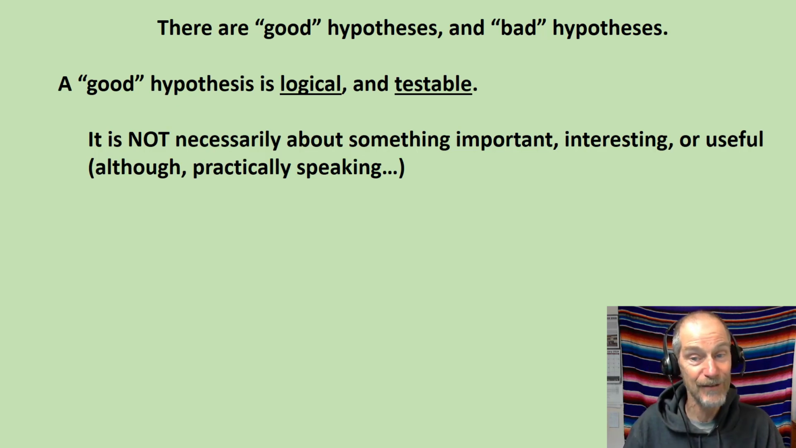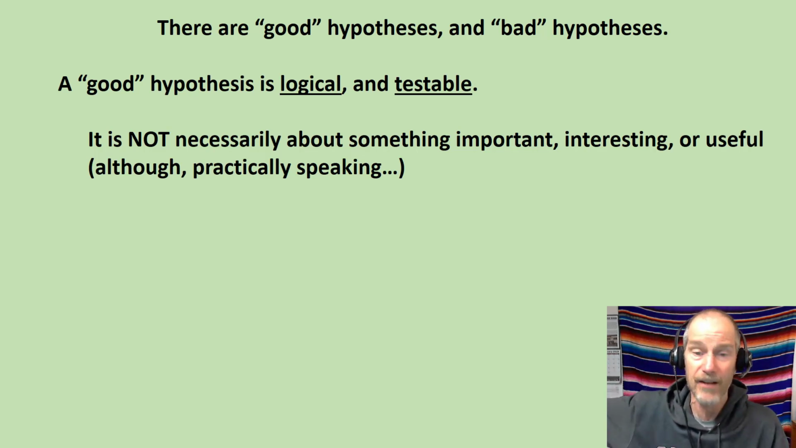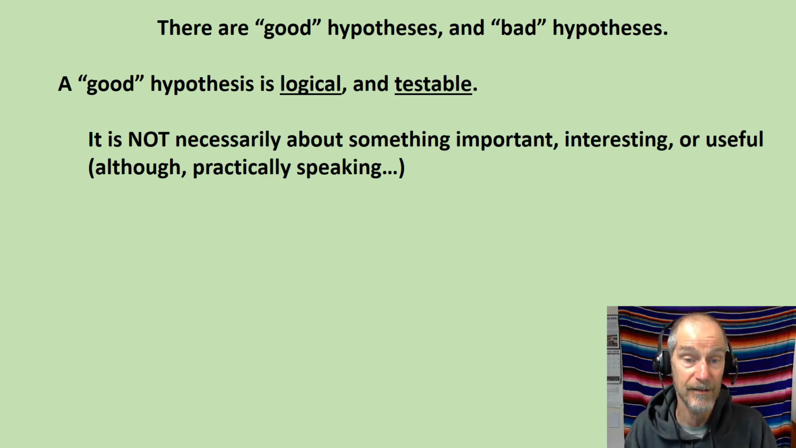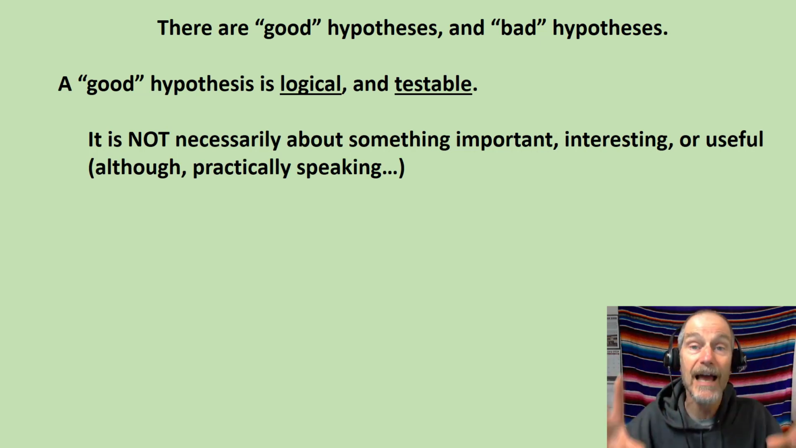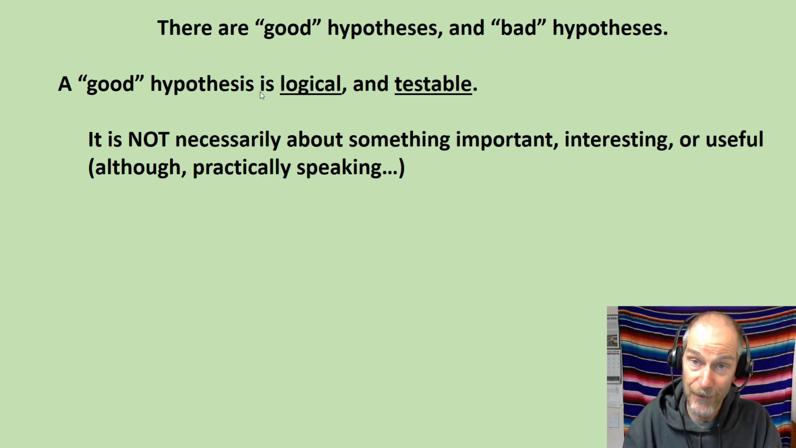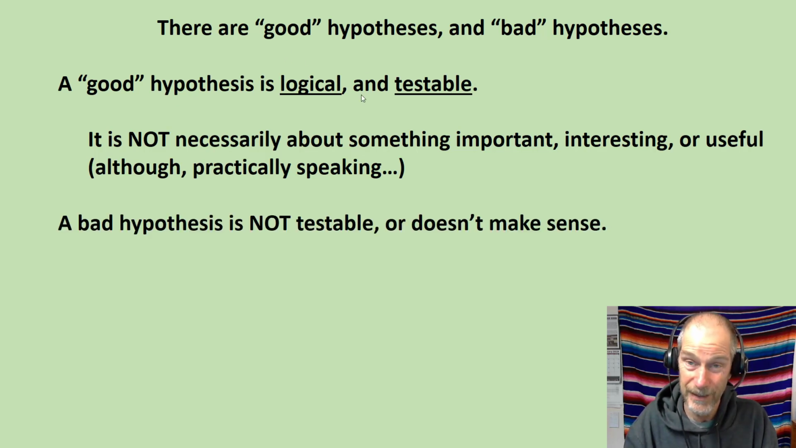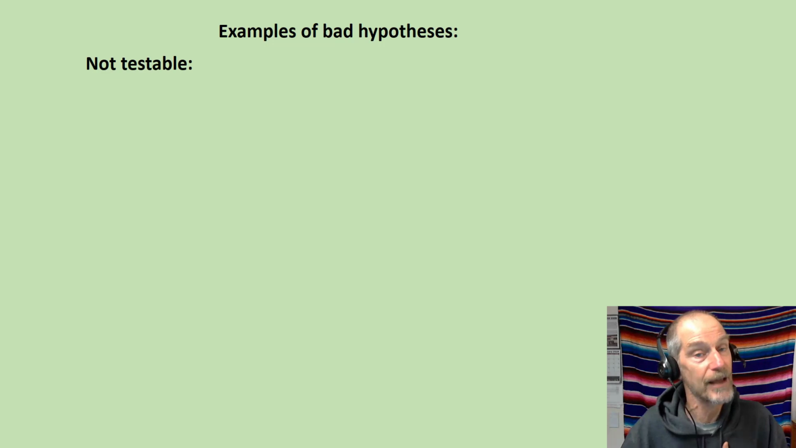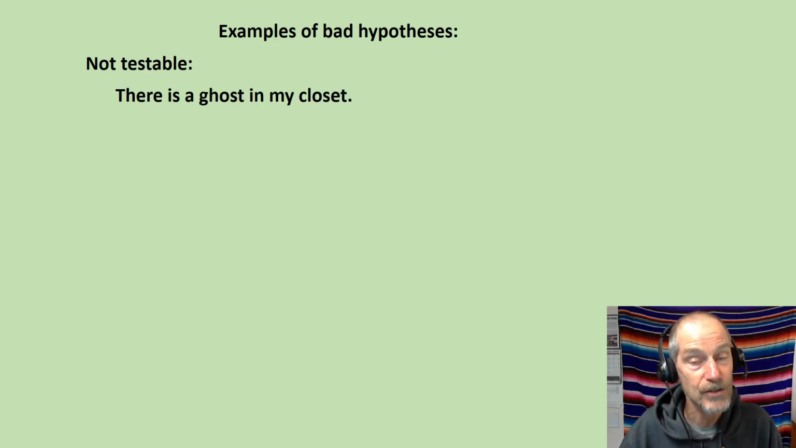So it's not necessarily about something important. You might think a good hypothesis is only something that's going to lead to a further understanding of the cutting edge of science. No, it's not necessarily about something important, interesting, or useful. It's something that's logical and testable. This is my definition. This is how I'm going to judge goodness and badness for this class. Practically speaking, if you want to get money to test a hypothesis, it might have to be something important, interesting, or useful, because why else would someone give you money for it? But in just the pure Platonic ideal of the scientific method, I will only be looking for logical and testable hypotheses to classify them as good.